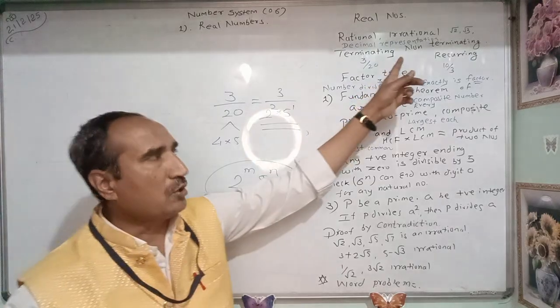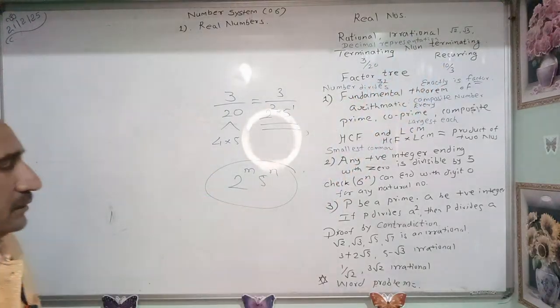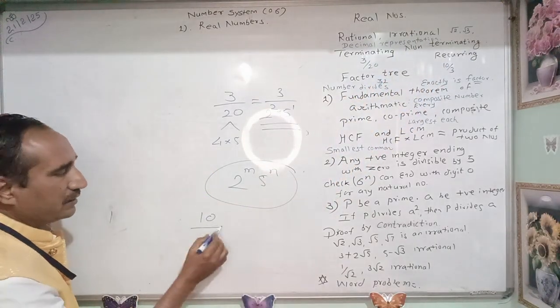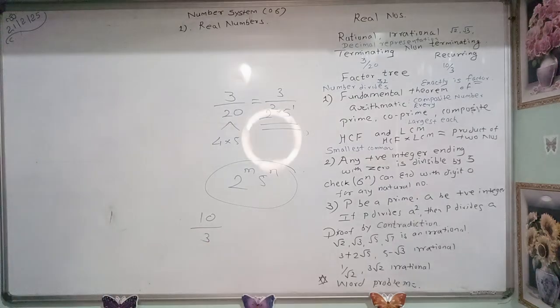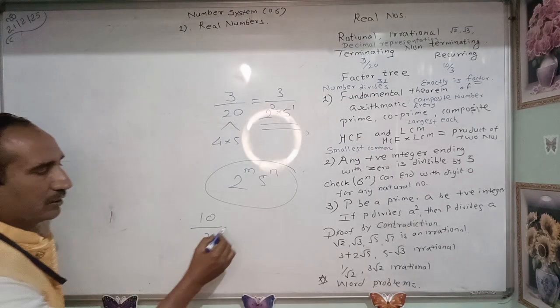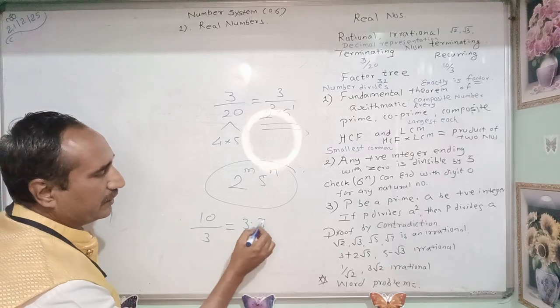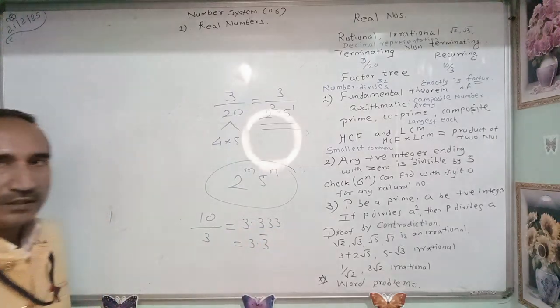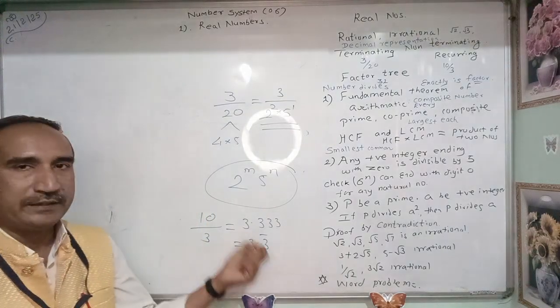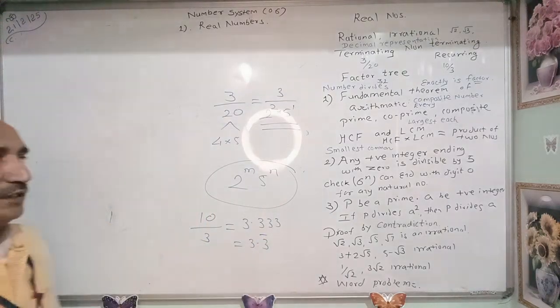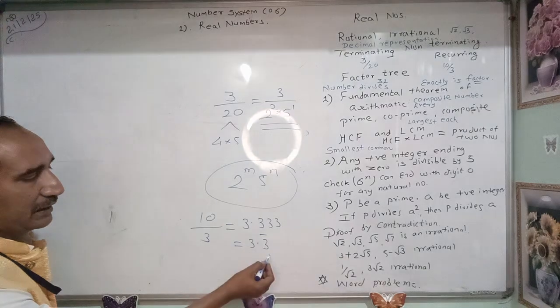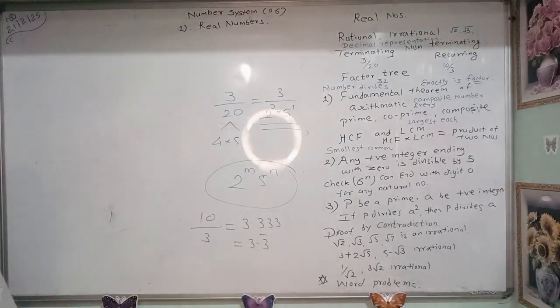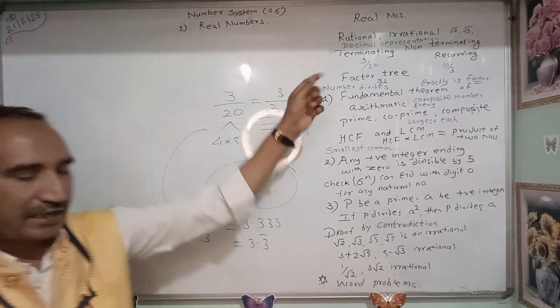What about non-terminating and recurring? Suppose we consider this example, 10 upon 3. The division gives 3.333 and continues. So a group of numbers or a number that repeats again and again is called non-terminating and recurring. So these two types are there in rational numbers.